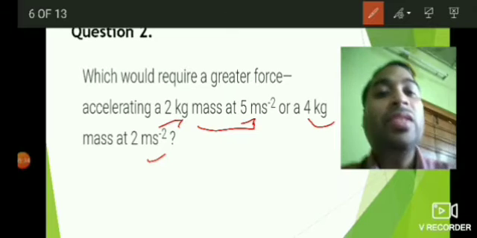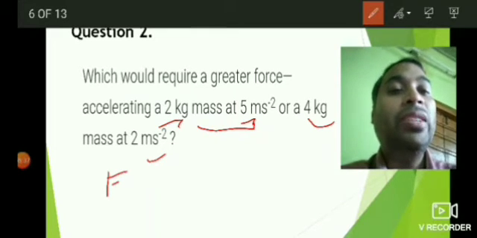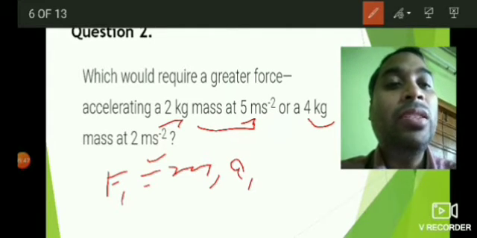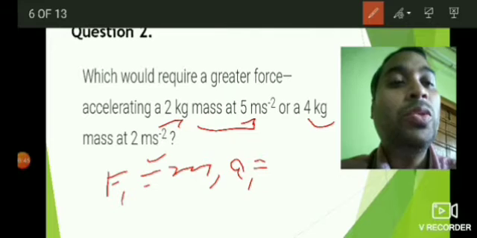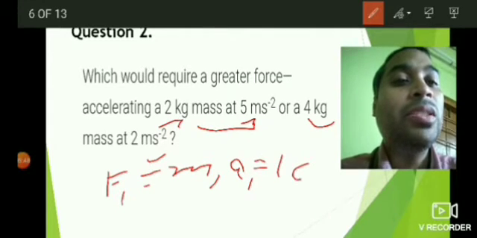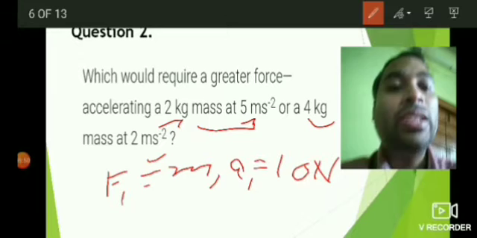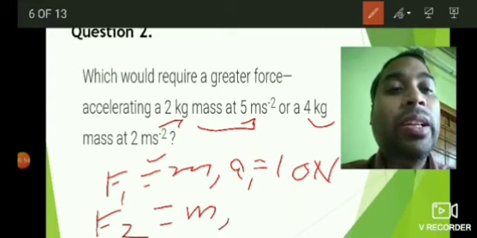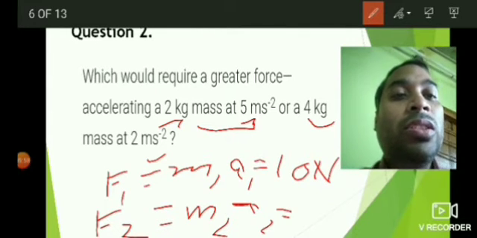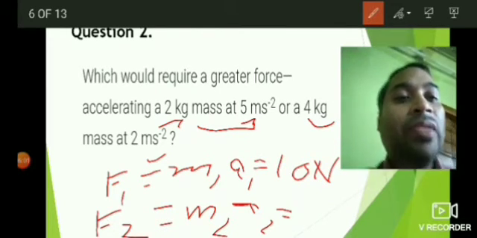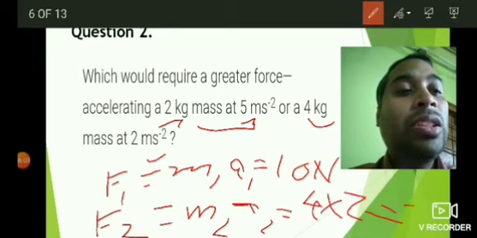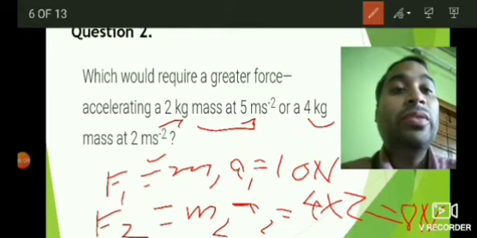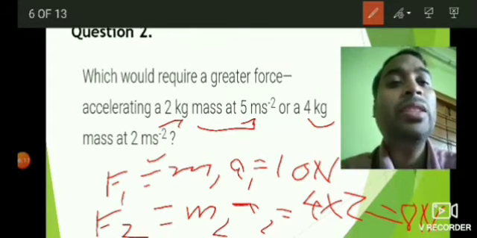So it's quite easy. If you use the formula F equal to ma, for the first case we can use F1 equal to m1 into a1. So here what you will get, 2 into 5, so it becomes 10 Newton. And for the second case, using F equal to ma, we get F2 equal to m2 a2. Here the mass is 4 kg, so 4 into 2, this gives you 8 Newton. So definitely we require greater force for the first case, that is the object with mass 2 kg.